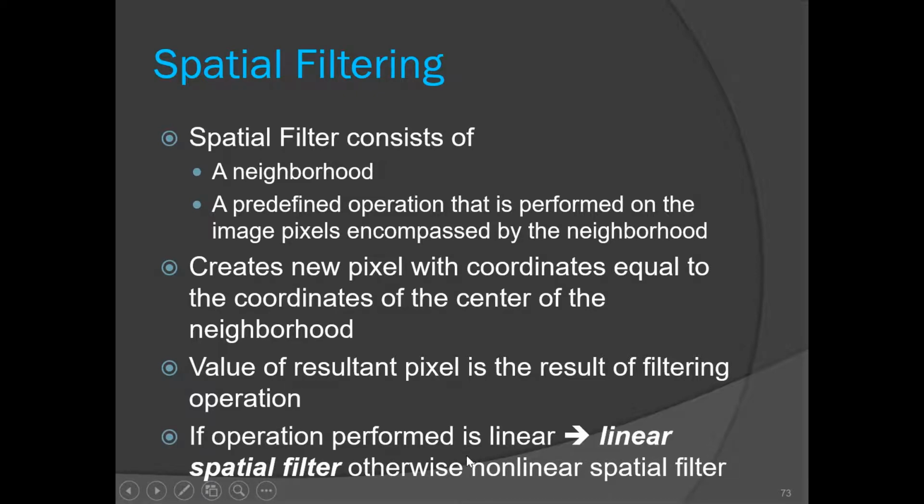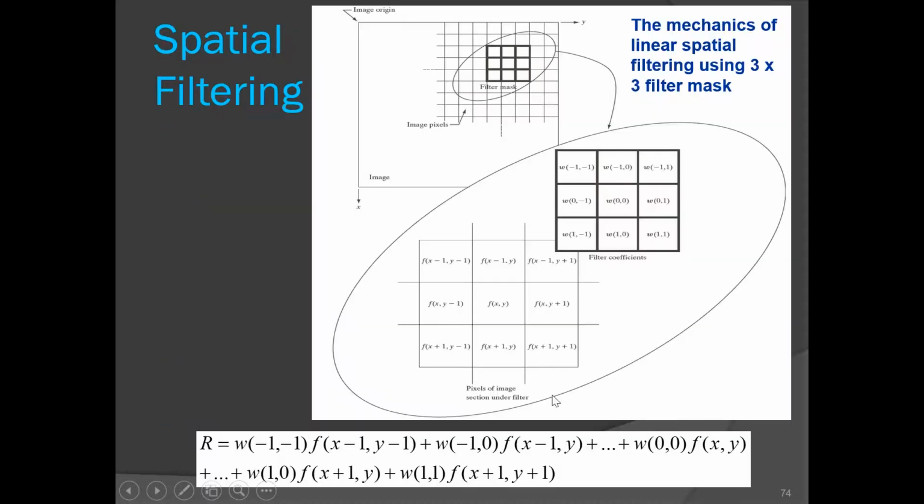If the operation performed is linear, this is known as a linear spatial filter. An example is the smoothing operation, the filter which is used for smoothing. Otherwise, it will be a non-linear spatial filter. Under this category we are going to study the median filter, mean filter, and max filter, which are non-linear spatial filters.